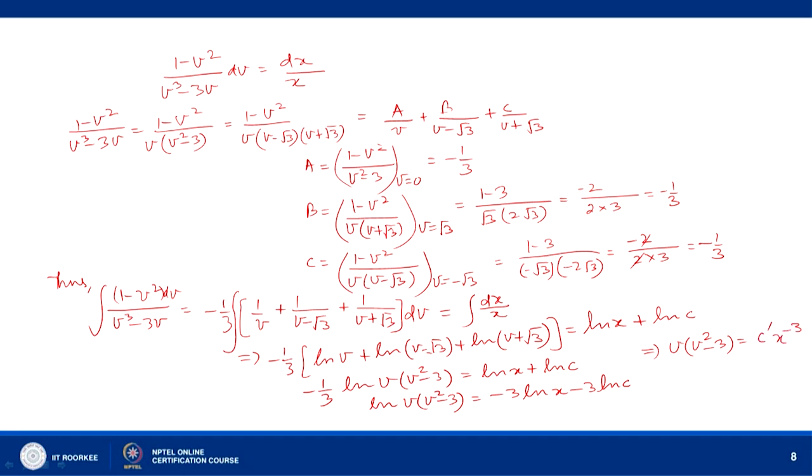Now, v is equal to y over x. So I can write here y over x times (y square over x square minus 3) equal to c dash over x cube. So this gives you y into (y square minus 3x square) equal to c dash.